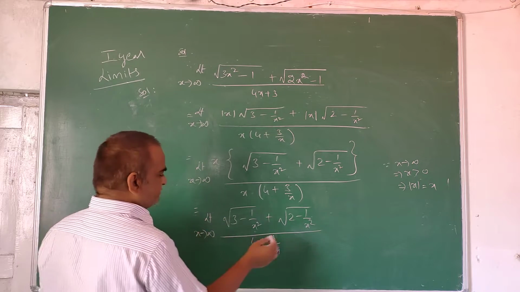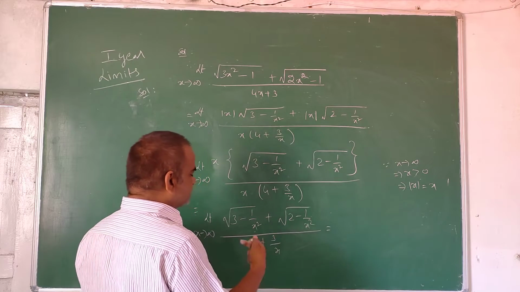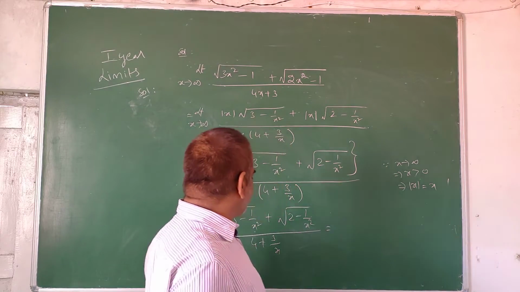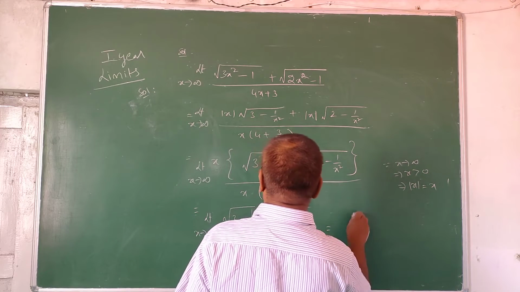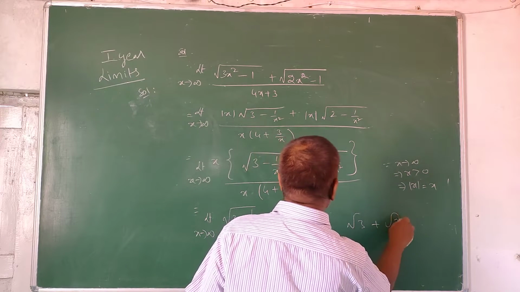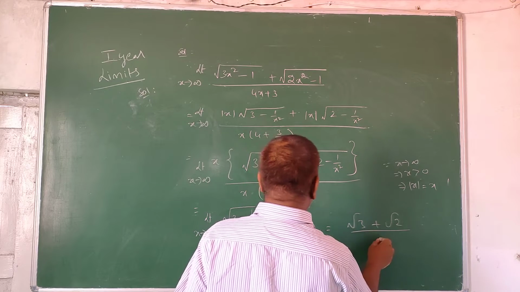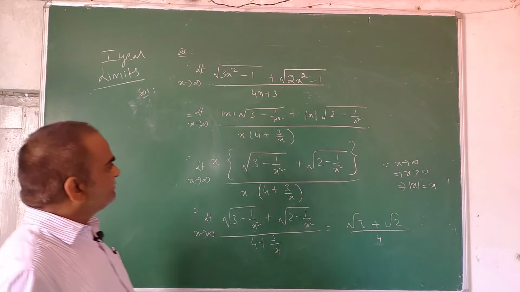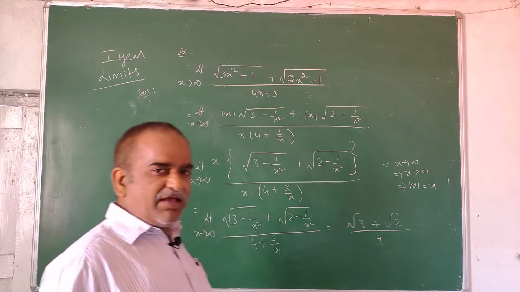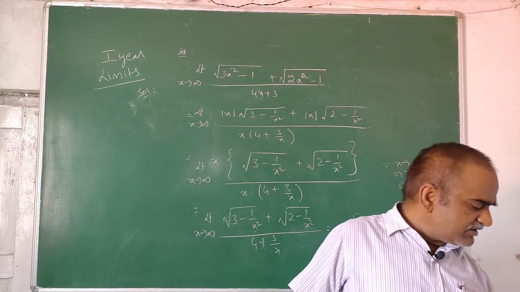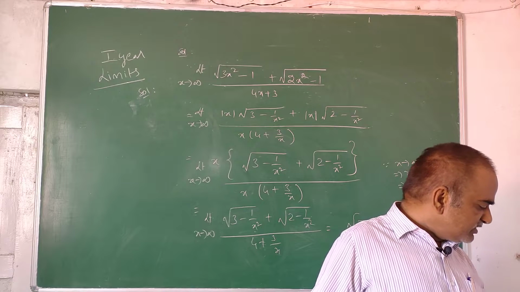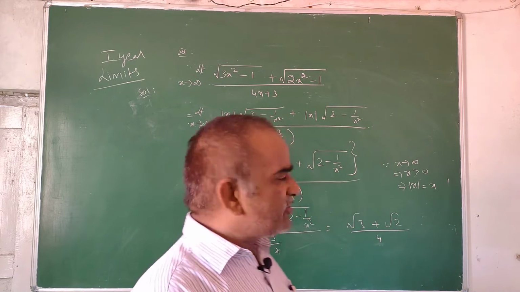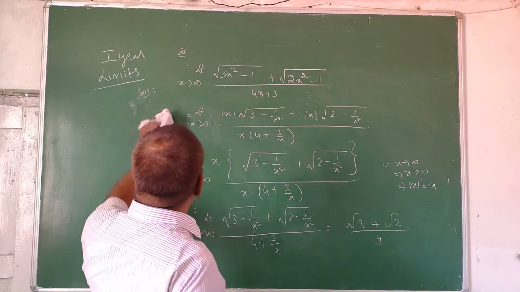As discussed in the previous context, as x tends to infinity, 1 by x square tends to 0 and 1 by x tends to 0. So this results as (root 3 plus root 2) by (4 plus 0), which is 4. So the final answer is (root 3 plus root 2) by 4. Have you understood? Now let us take another problem. This time we'll take minus infinity, because we have solved two problems with plus infinity.